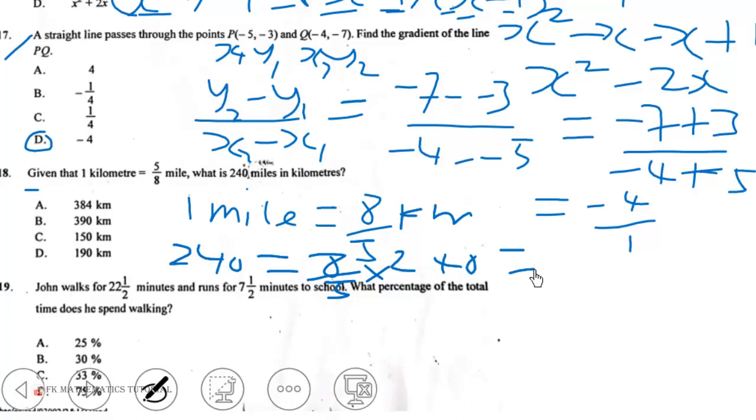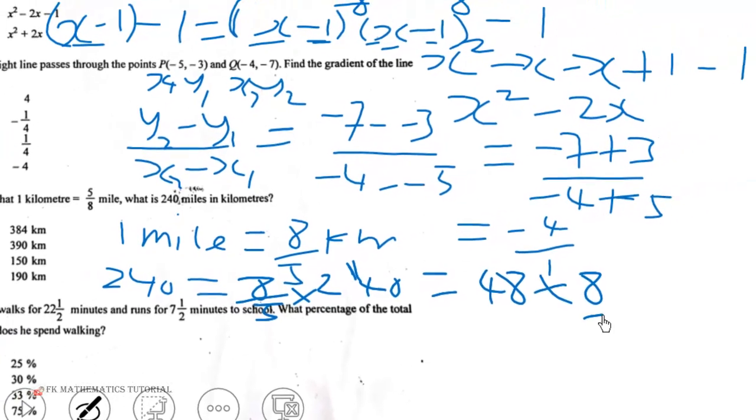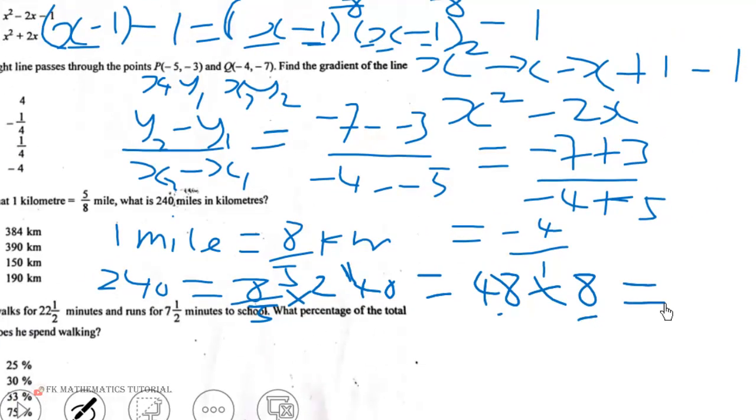Now 5 goes into 240 how many times? 5 into 240, and 5 into 40 is 8 times. So 48. Then 48 times 8, what will you get? So 48 times 8. 8 times 8, 64. So 4 carry 6. 8 times 4, 32. So 38. That will be 384 kilometers.